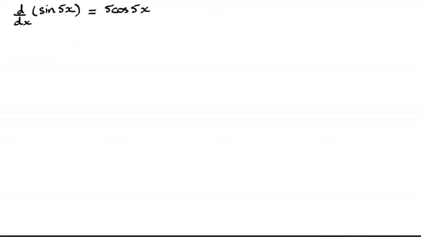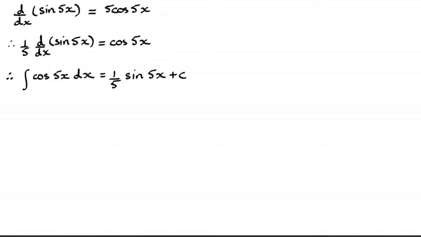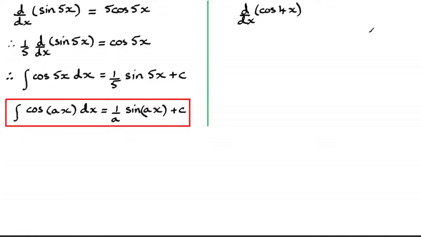Now, if you were to divide both sides throughout by 5, then what you would end up with is 1/5 of 5 cos 5x. And integration, being the reverse of differentiation, would mean that if we had to integrate the cosine of 5x, it would, I don't know whether it's a YouTube problem or not.